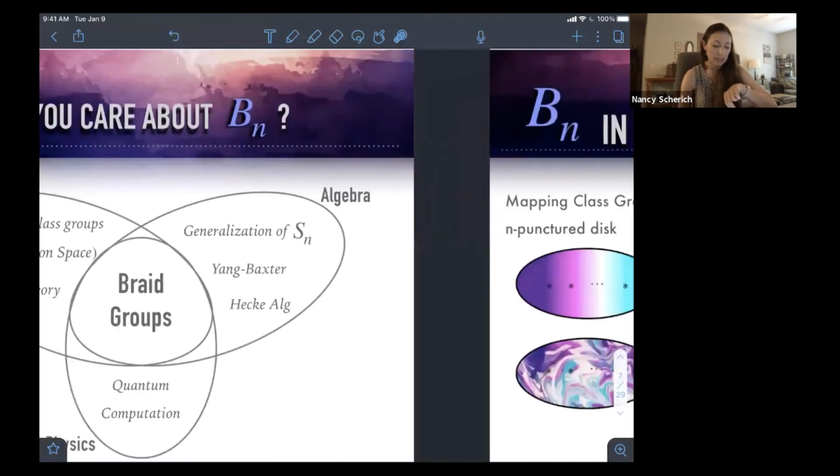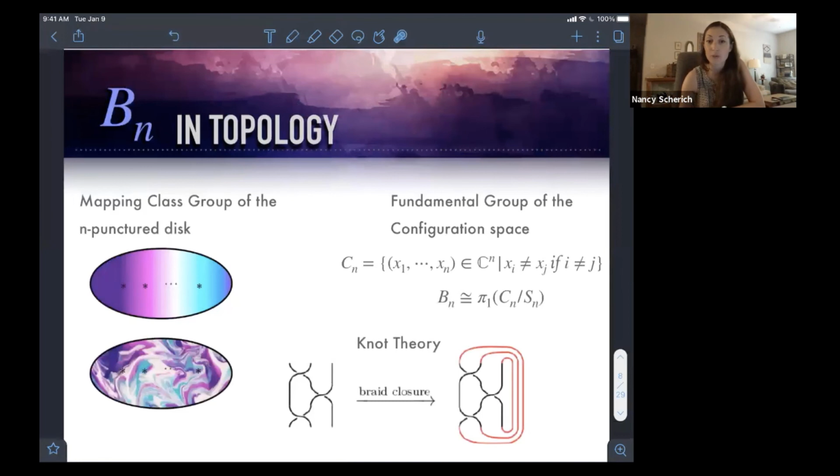So let's focus a little bit on how the braid group shows up in topology. I don't know if you guys consider yourselves topologists or algebraists. I think that's always a difficult question. I think I've called myself a topologist, but maybe I'm more of an algebraist. I don't know.